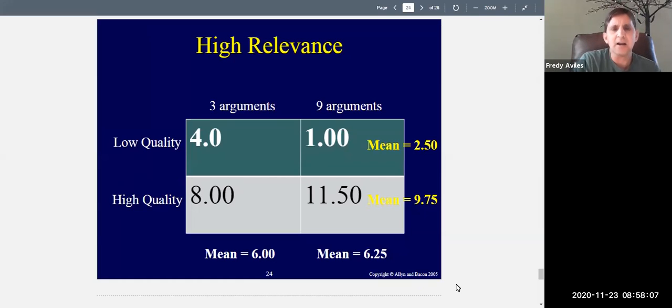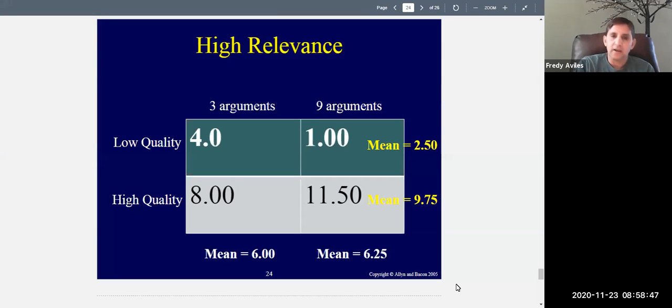And here's the high relevance condition, looking at a table, using what's called the chart method. Again, we have to calculate the averages for low quality and for high quality. The average for the two groups under low quality is 2.5. The average for the two groups of high quality is 9.75. So as you go from low quality to high quality, yes, that makes a difference. There's a main effect of quality. Higher quality arguments are more persuasive than low quality arguments.